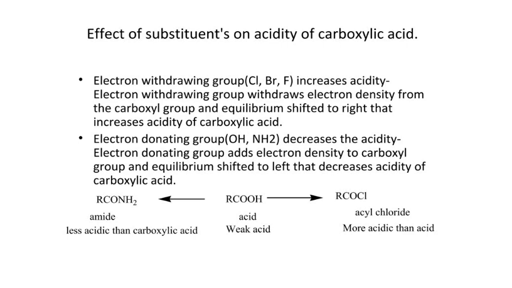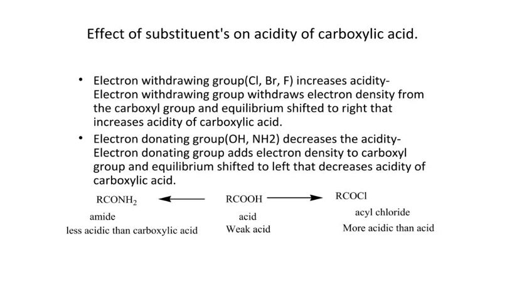The effect of substituents on acidity of carboxylic acid. Electron withdrawing groups like chlorine, bromine and fluorine increase acidity. Electron withdrawing groups withdraw electron density from the carboxyl group and equilibrium shifted to the right, which increases acidity of carboxylic acid. Electron donating groups like OH, NH2 decrease the acidity. Electron donating groups add electron density to carboxyl groups and equilibrium shifted to the left, which decreases the acidity of carboxylic acid. Now it is clear to you.